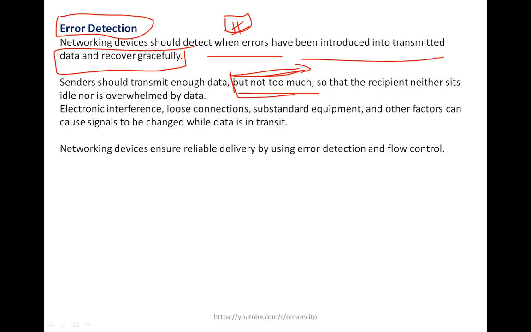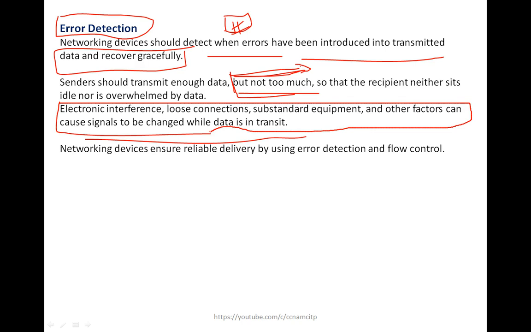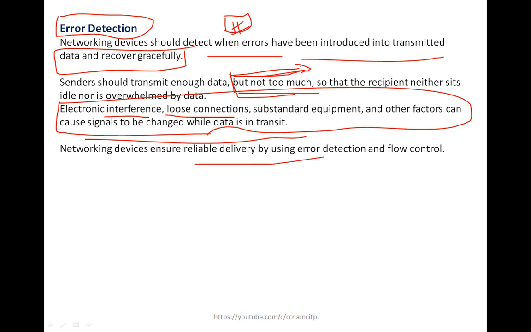Electronic interference, loose connections, substandard equipment and other factors can cause signals to be changed while data is transmitted. So these are the causes which can impact the performance of data transmission from one place to another, or source to destination, like loose connections or electrical interference. Networking devices ensure reliable delivery by using error detection and flow control. So there are two mechanisms: the first one is error detection, and the second one is flow control, to avoid such things.